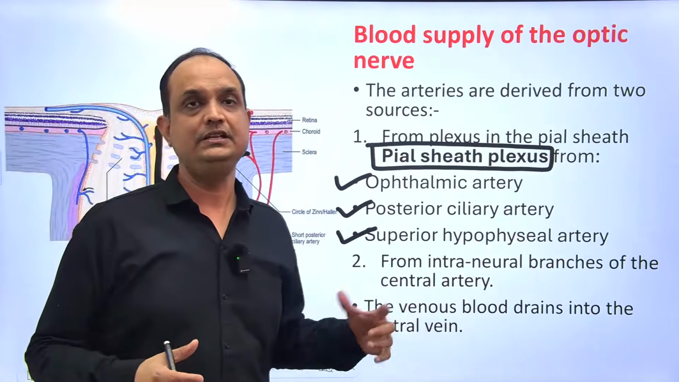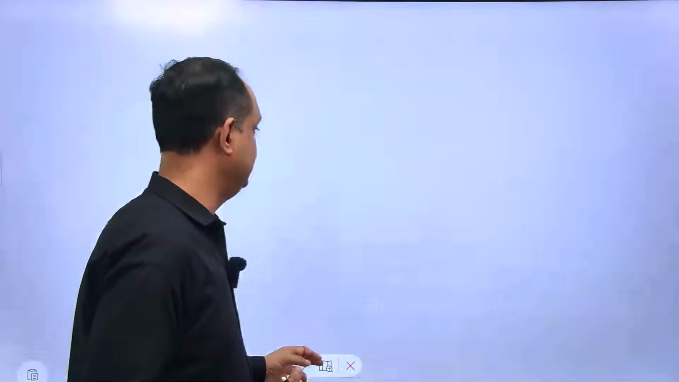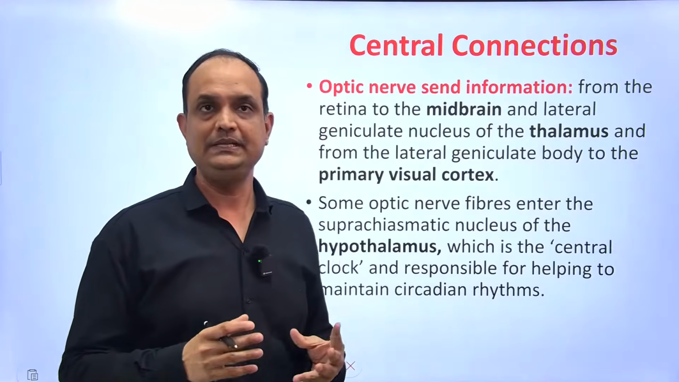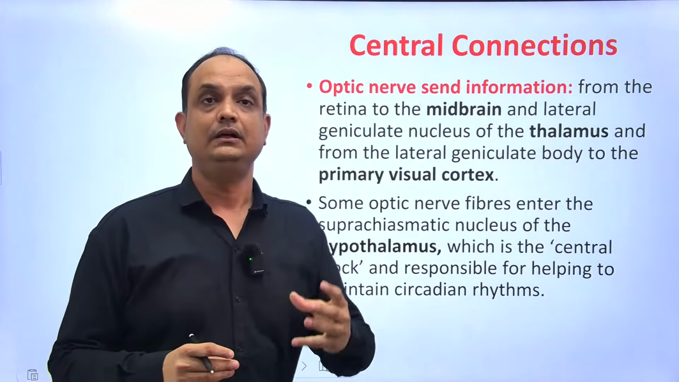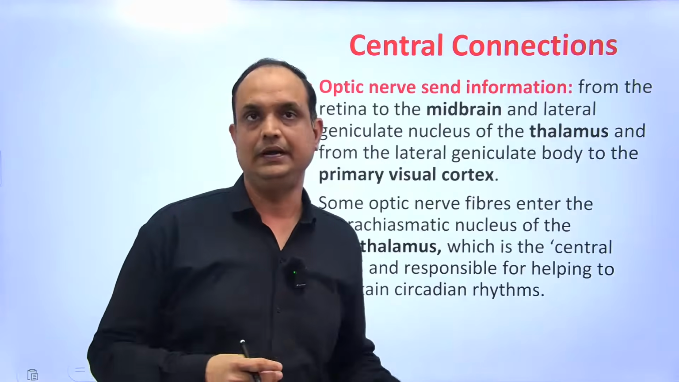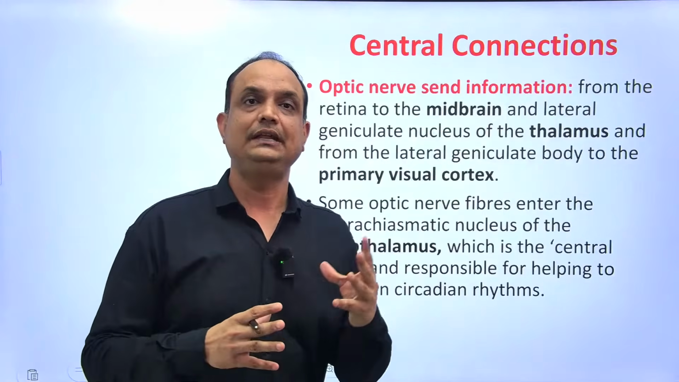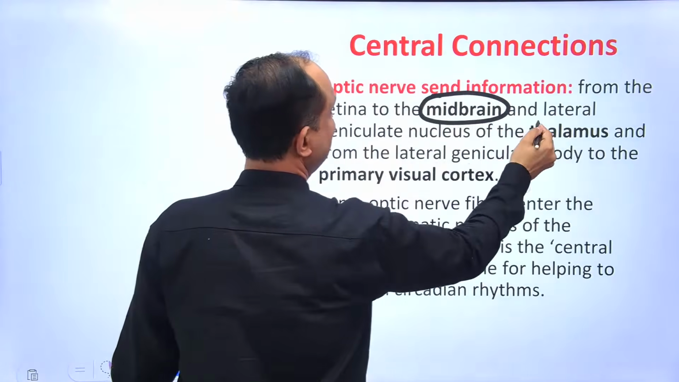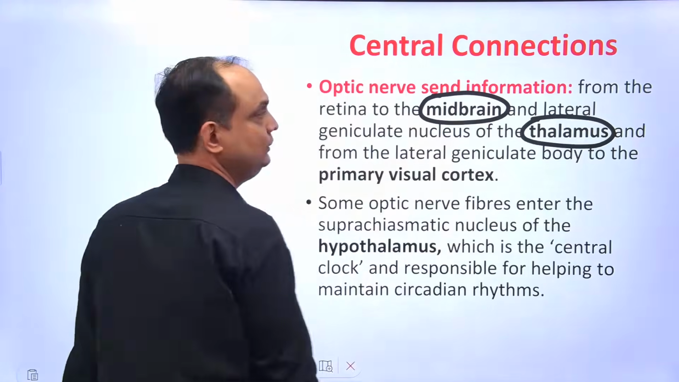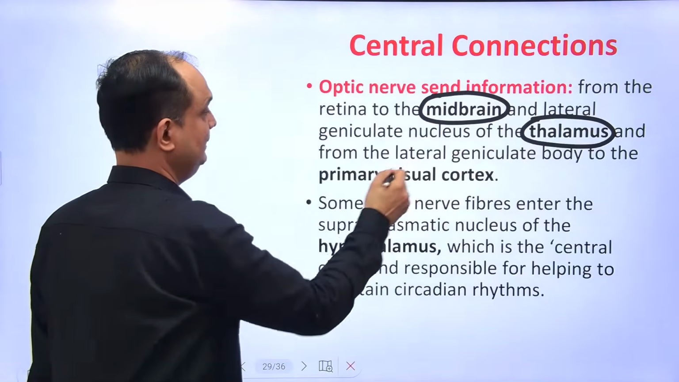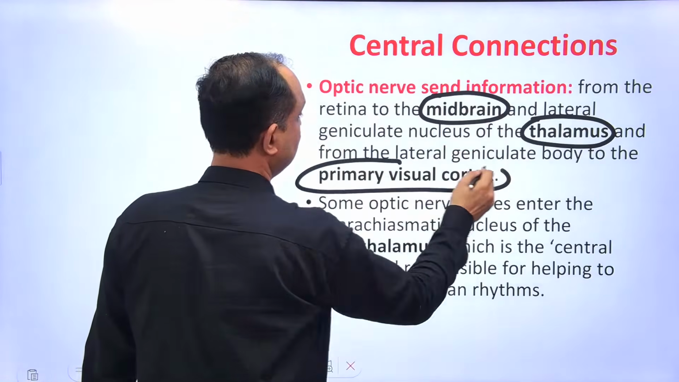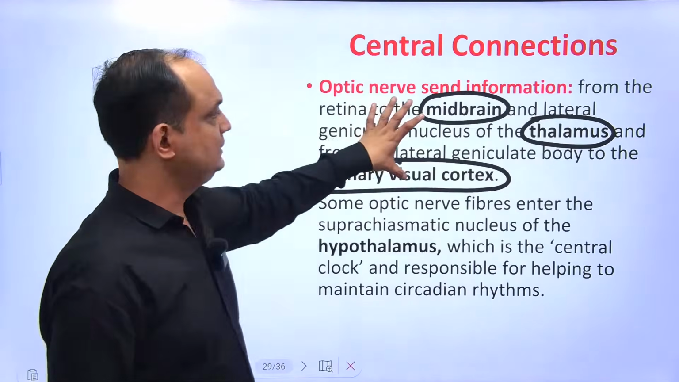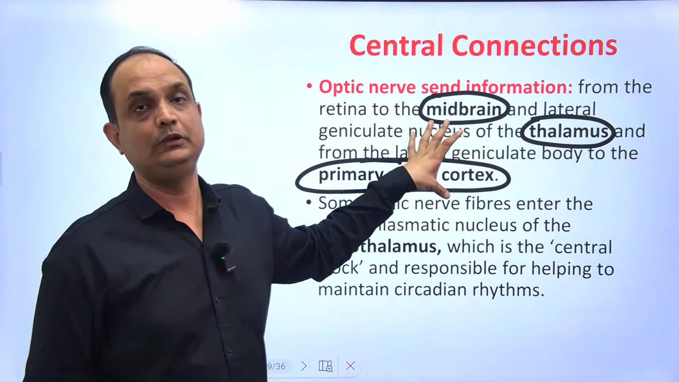Now, what is the venous drainage? The central vein of the retina is the venous drainage. Now, what are the central connections? That means the optic nerve is taking the sensation from the retina to which part? It is taking the sensation to the midbrain. It is taking sensation to the thalamus. Which part of the thalamus? The lateral geniculate body. From the thalamus, it also has a cortical connection to the occipital lobe, the primary visual cortex. So these are actually part of your visual pathway.